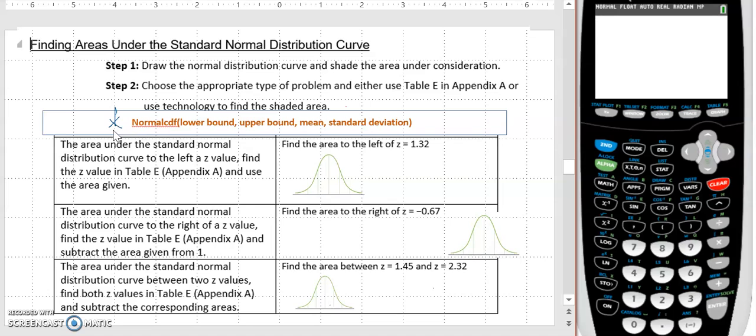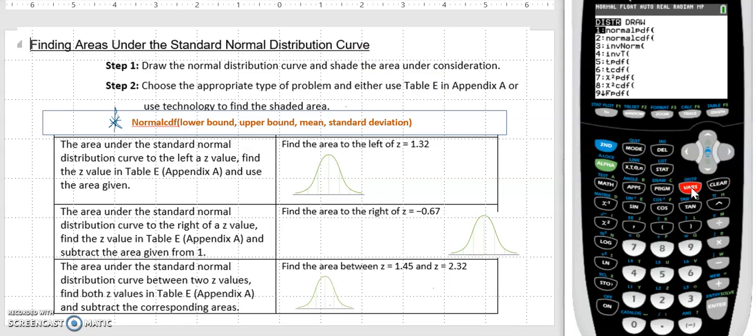So with our technology, the command that's mentioned here is the normal CDF. Okay, so this is our command line that we want to look for. So to get to normal CDF, now normal stands for normal distribution curve. Well, on our calculator, if you look at the third row down, the bars key, it's right beside clear. Right above that in blue, it says DISTR. That stands for distributions. So we're going to press second bars, and that brings up all these different distributions that the calculator will work with.